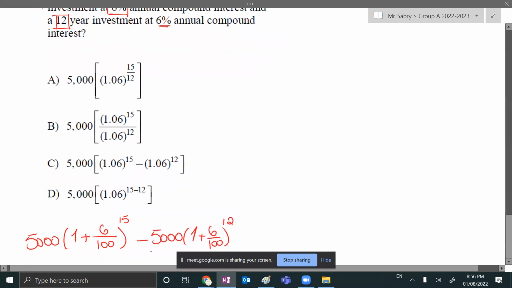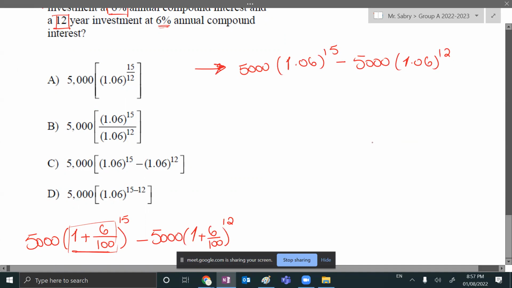And these are the options that we have. Now, if you put 1 plus 6 over 100 on a calculator, only this part, it will become 5,000 times 1.06 to the power of 15 minus 5,000 times 1.06 to the power of 12. So which one of those is equivalent to the one that I've written over here?